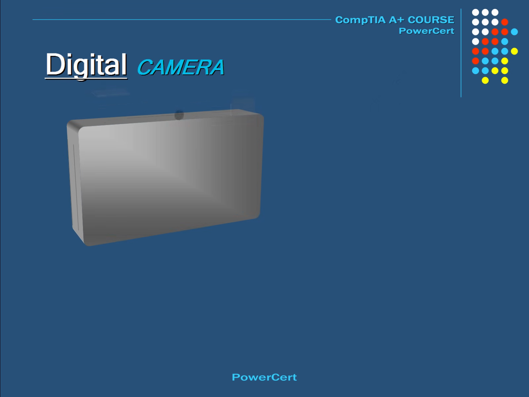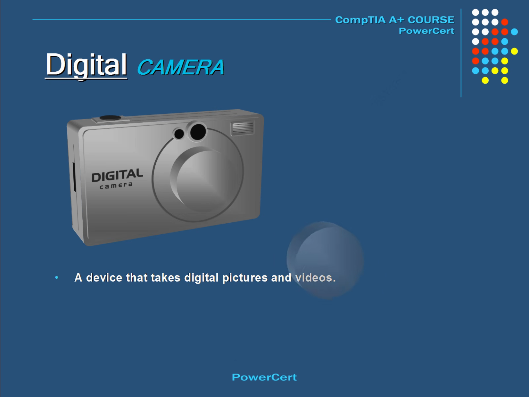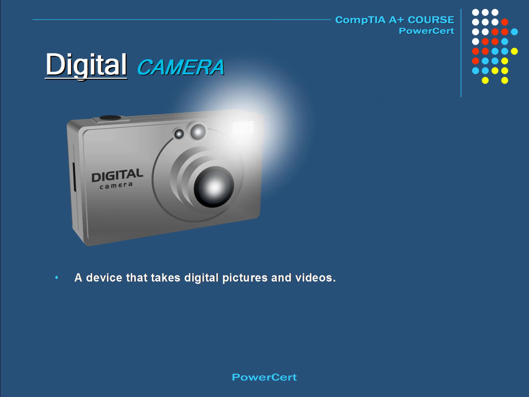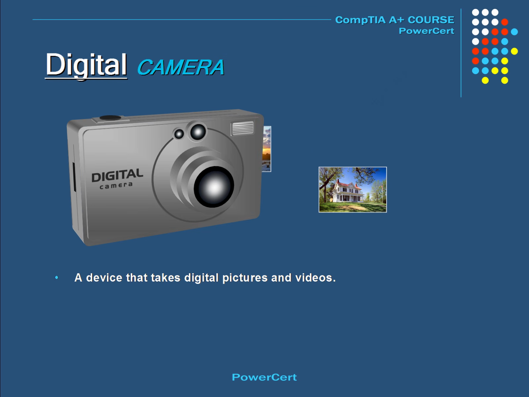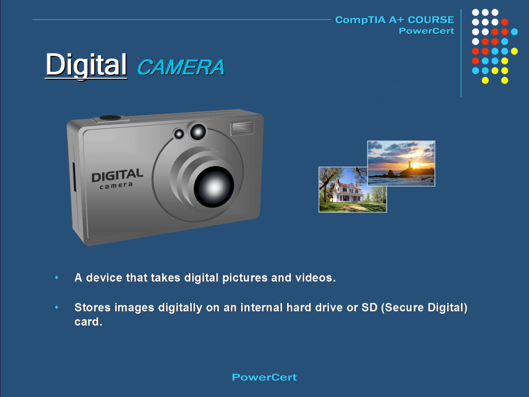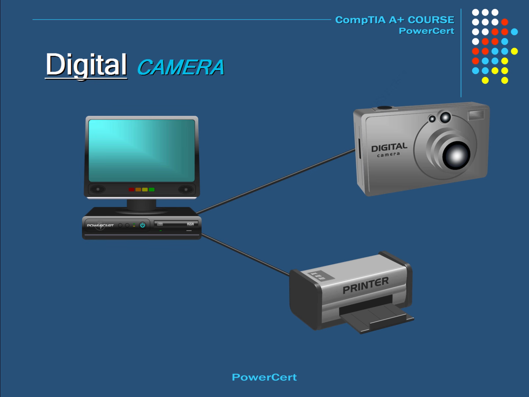A digital camera is a device that takes digital pictures and videos. Unlike a standard camera where the images are stored on film, a digital camera stores the images digitally on an internal hard drive or on the camera's SD card. Once the images are stored, they can then be downloaded to a computer by using a USB cable or by the SD card. And once they're on a computer, the images can be viewed or printed.